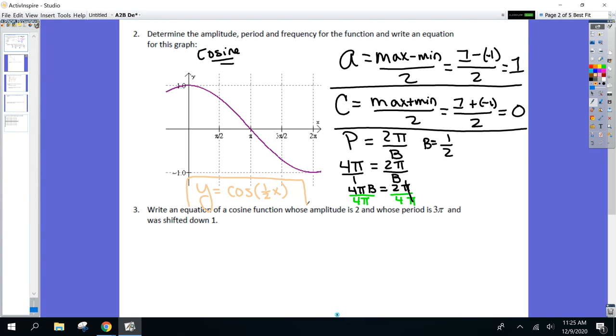Anybody, go ahead, ask away. This is the hardest part, finding that darn B value. All right, that's going to be the hardest part, finding the B value. Go ahead, ask away. Anything?